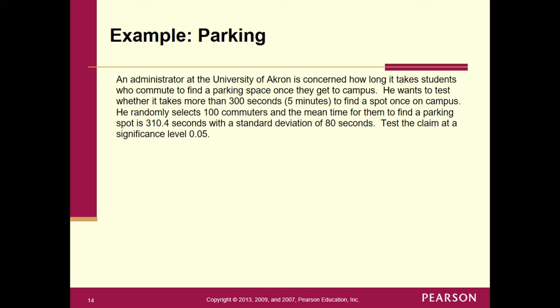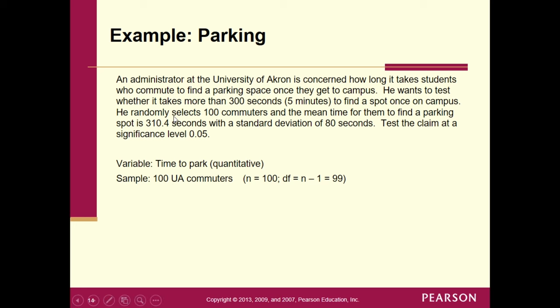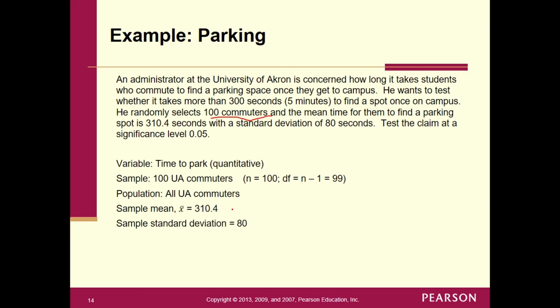All right, let's run through this. So the variable is time to park, right? That's quantitative. Thus, we're going to use means to analyze. What's our sample? He randomly selects 100 commuters, all right? So that's n. Degrees of freedom is 99. What's our population? All UA commuters. Our sample mean turns out to be the mean time to find a spot, 310.4. Okay, there's x bar. Sample standard deviation, again, I don't know why I didn't label it, that's s. All right, that's 80.